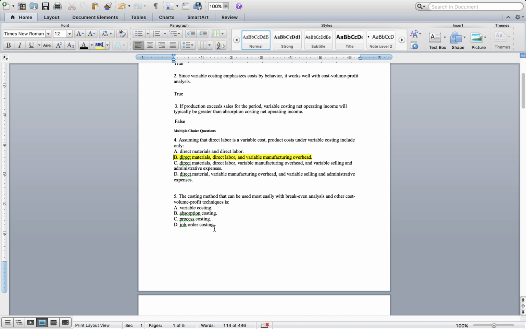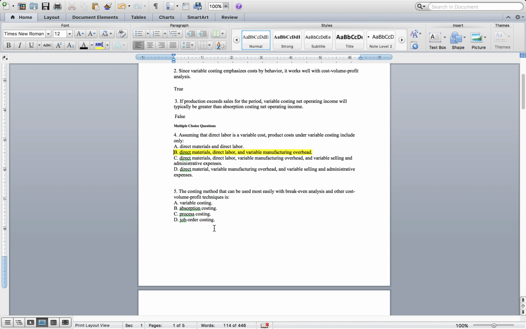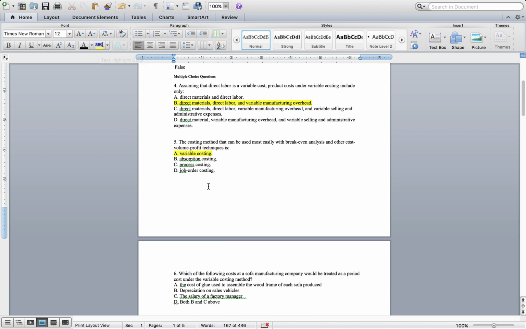Now, number 5 says the costing method that can be used most easily with break-even analysis and other cost-volume-profit techniques is. We have several we've done over time: variable costing, absorption costing, process costing, job order costing. Except this one refers mainly to variable costing. Again, variable costing is focused on the CVP techniques, which is cost-volume-profit. And we see as costs fluctuate, they tie into volumes and of course profits.